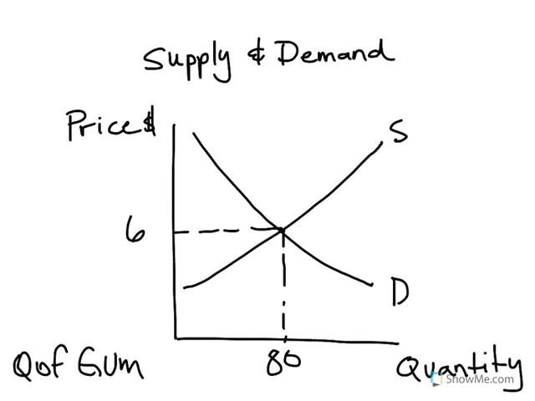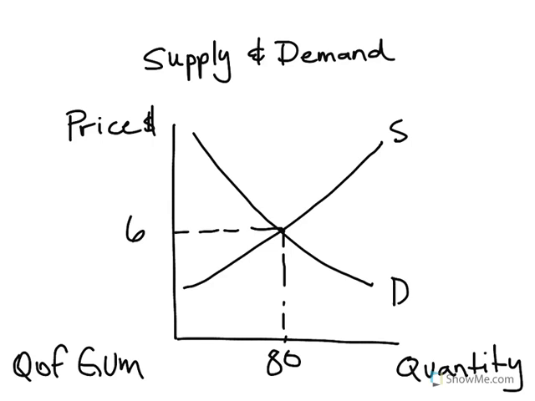The reason this is said to be at equilibrium is that at $6, the quantity demanded, if you look at the demand curve, is 80, and at $6, the quantity supplied, if you look on the supply curve, is also 80. So there's equilibrium. All the gum that is produced, which is 80, the suppliers are willing to supply 80, is purchased because consumers are willing to pay $6 for those 80 pieces of gum. Sometimes in a market, a state of disequilibrium can occur temporarily.